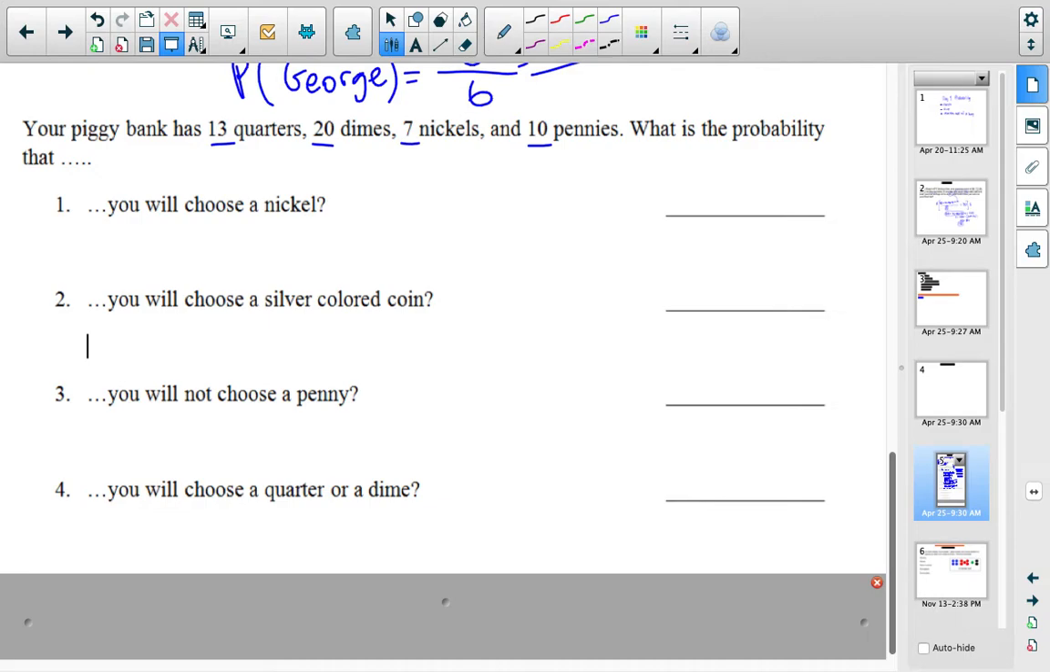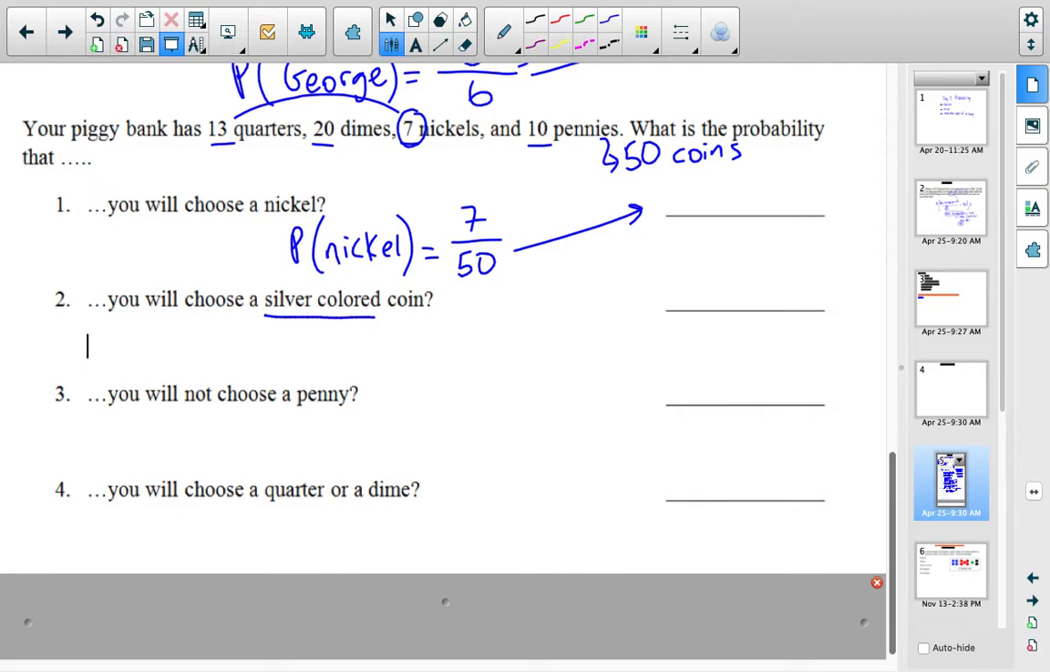So 13 plus 7, that's 20, plus this 20 is 40, plus 10. So I've got a total of 50 coins. So it might be helpful just to write that off to the side. I've got a total of 50 coins. So then probability of getting a nickel would be 7 nickels over 50. Can't reduce that.